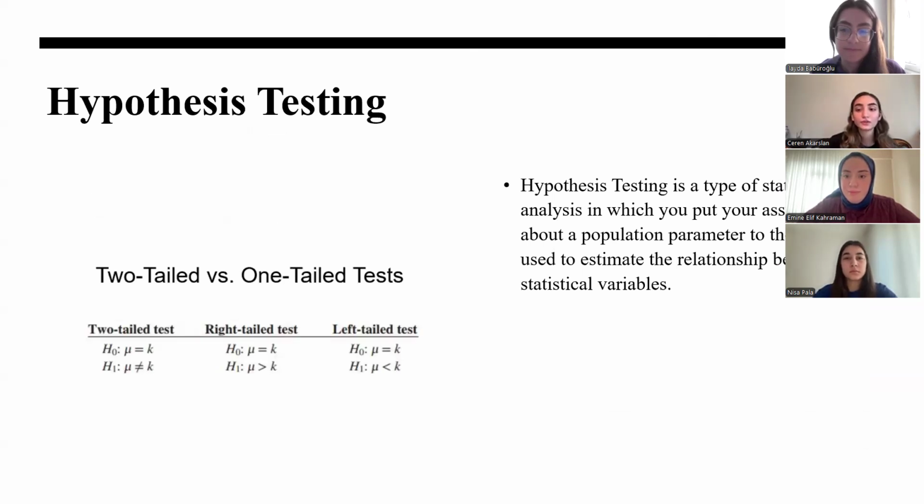First of all, I would like to talk about hypothesis testing. Hypothesis testing is a type of statistical analysis in which you put your assumptions about a population parameter to the test. It is used to estimate the relationship between two statistical variables. In hypothesis testing, there are three methods. These are the traditional method, p-value method, and confidence interval method.